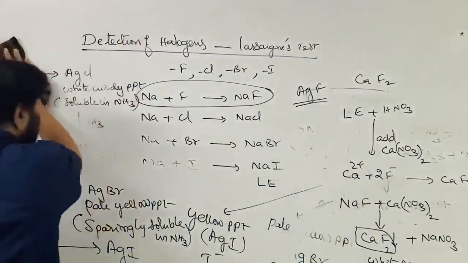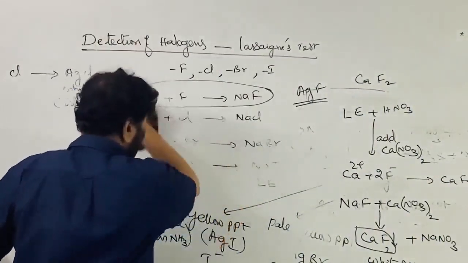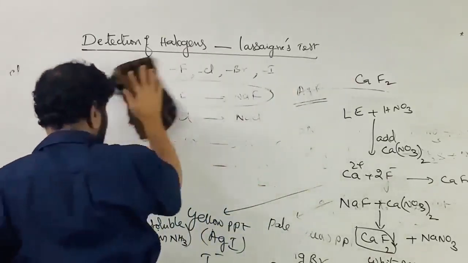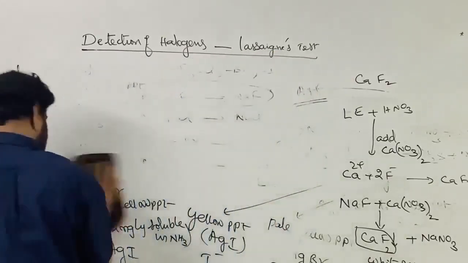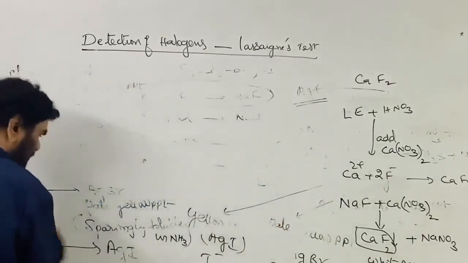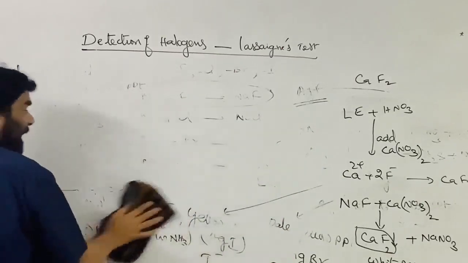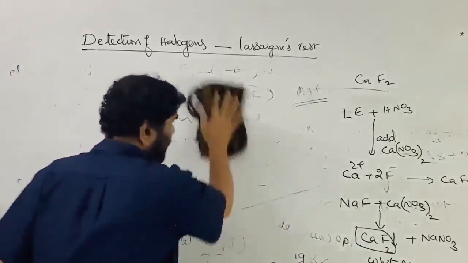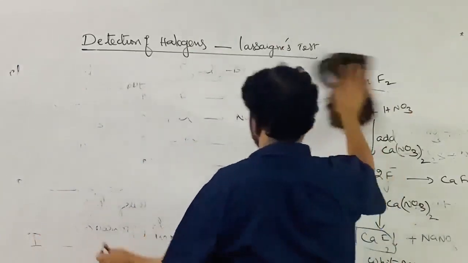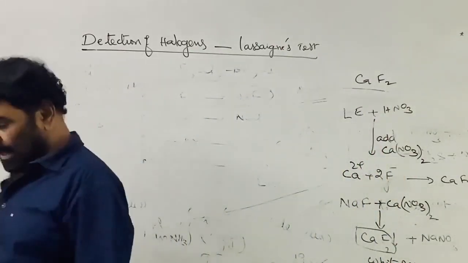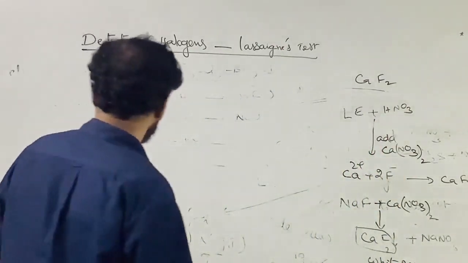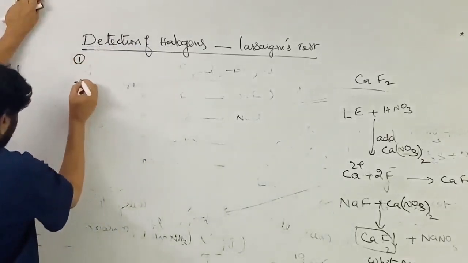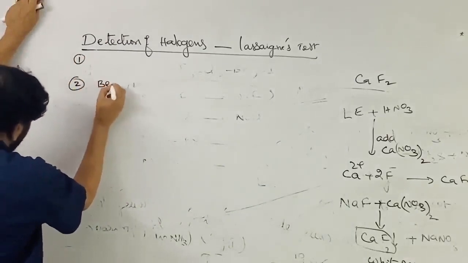The white precipitate is AgCl. The test for AgCl is that it is curdy and insoluble in water. The second point is that this AgCl is readily soluble in ammonia due to the formation of the diamine complex. This is the test for the detection of the halides. That was the first, Lassaigne's test. Next is the Beilstein's test.